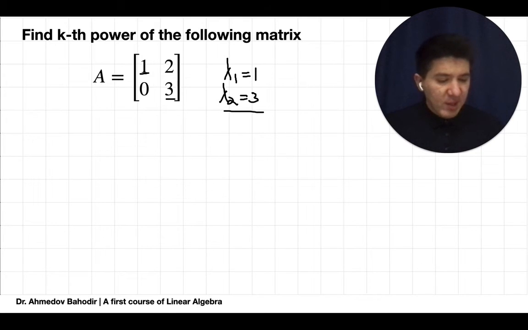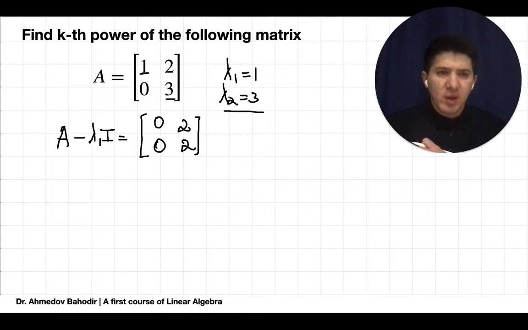So let's find the first eigenvector. In order to do this, we need to subtract lambda 1 times I. Essentially, 1 should be subtracted from the diagonal entries of this matrix. If we subtract, what we get is 0, 2, 0, 2.